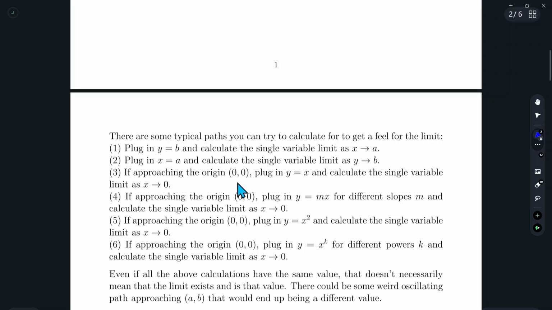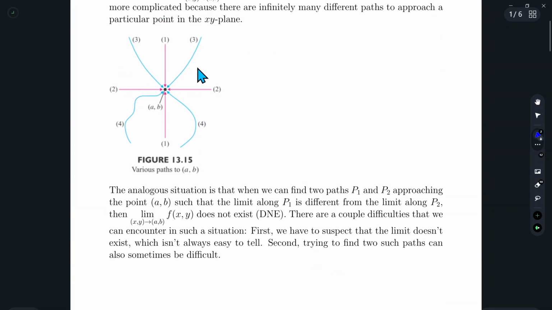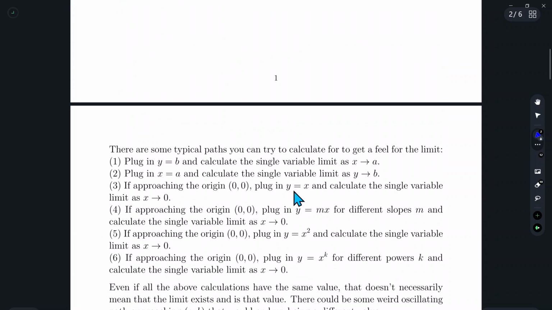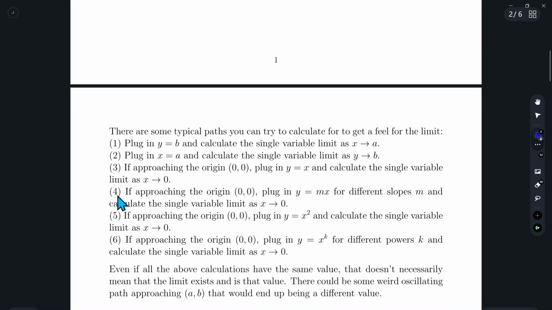So if you're approaching the origin, what you can do is approach on a slanted line. So say y equals x, right? So imagine you approach on the diagonal. So if you take that path, so you just plug in y equals x into the function, then the resulting function will only be in terms of x, and then again, that's just a single variable limit that you can calculate. And then similarly, steps 4, 5, and 6 slowly take more complicated paths.